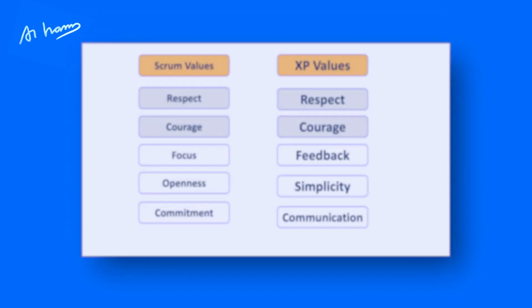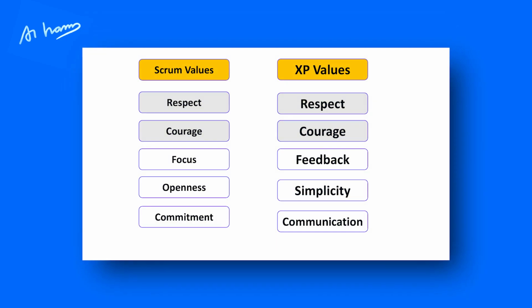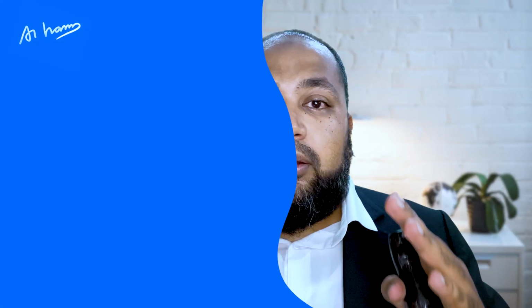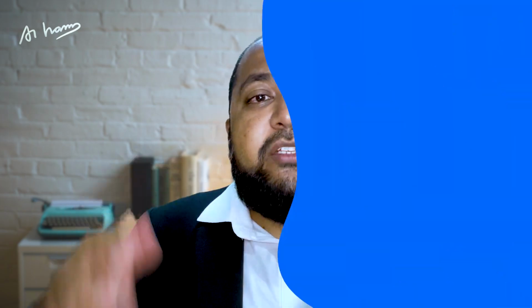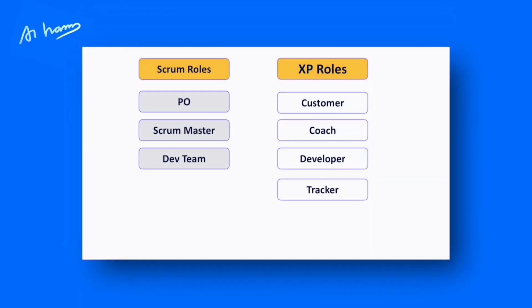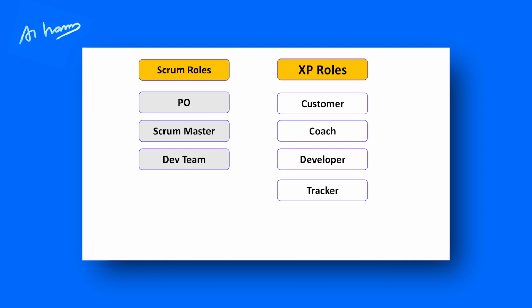Okay, then we looked at the 5 XP values. One was communication, the next was simplicity, and then we had respect, we had courage, and then we had one more value called feedback, right? We saw so many ways of getting feedback in XP: pair programming is there, unit testing is there, and then conflict management, then use cases, then user feedback, then UAT, then after builds. So many ways of getting feedback in XP. XP teams have got 4 roles: a developer, a tracker, a coach, and a customer. So this is all in all about XP.